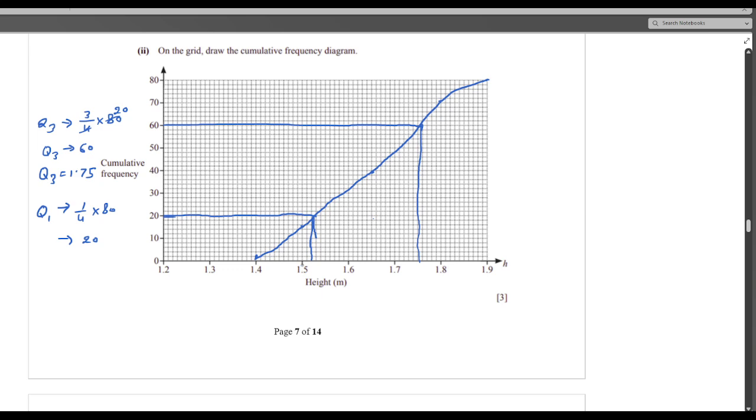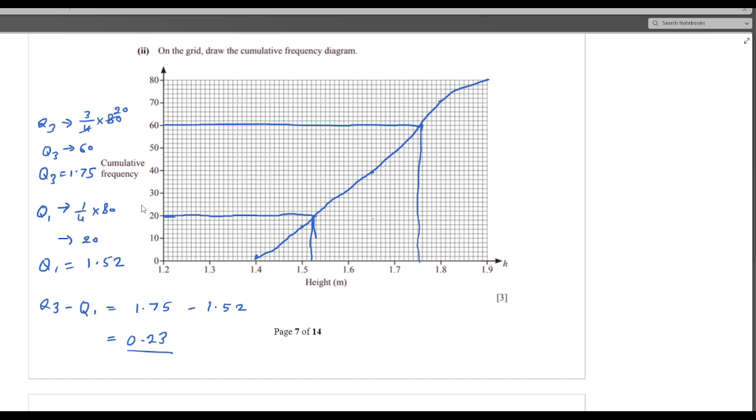It is 1.51, 1.52. So your Q1 is 1.52, and therefore your interquartile range, which is Q3 minus Q1, is Q3, 1.75, minus Q1, 1.52. So 5 minus 2 is 3, 7 minus 5 is 2, and 1 minus 1 is 0. So 0.23, Q3 minus Q1 is 0.23. 0.23 is your interquartile range.